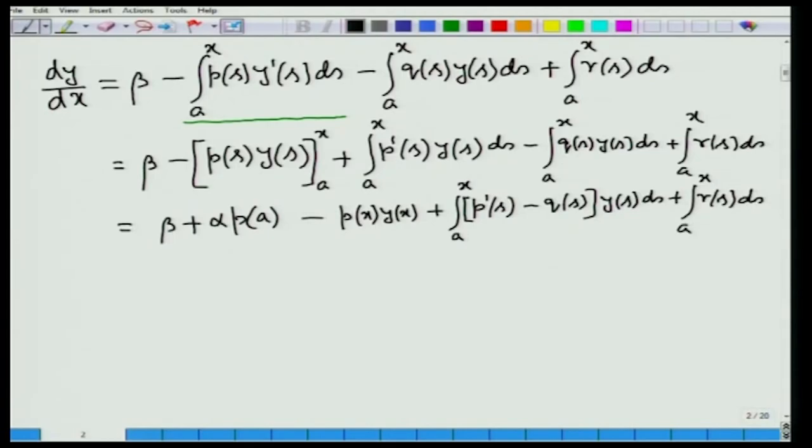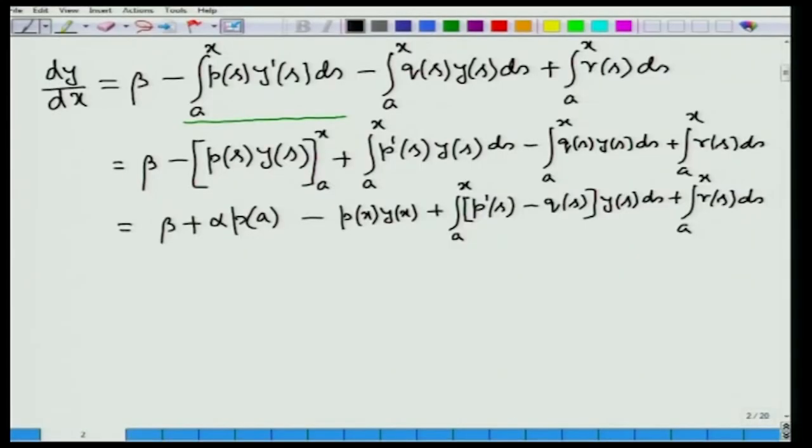Now, before proceeding further, I just want to draw your attention. If you look at this mathematical expression, this is also an equation, an equation in terms of the unknown y. Now, in this equation, the derivative of y is involved on the left hand side. Again, the unknown function y appears under the integral sign. So, the question is, what type of equation is it?